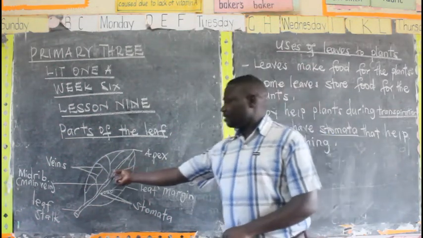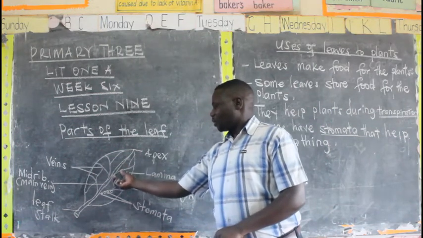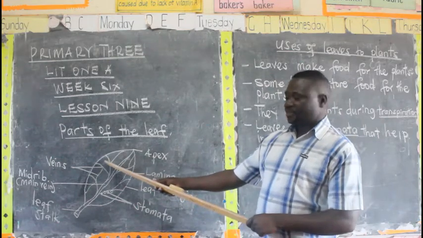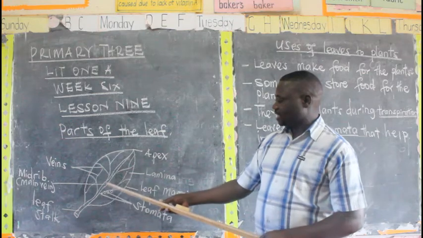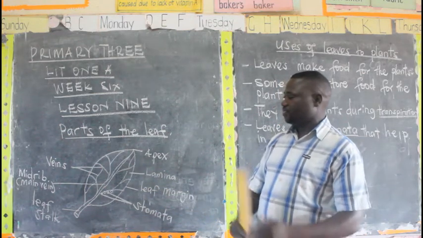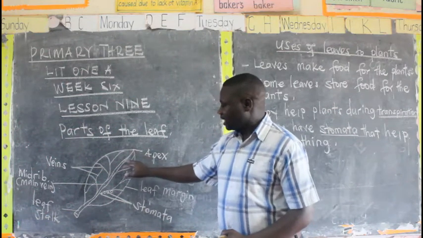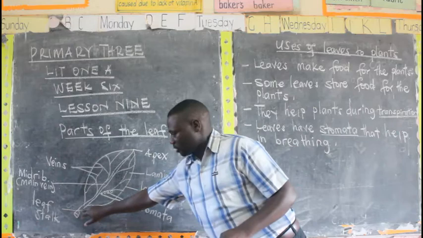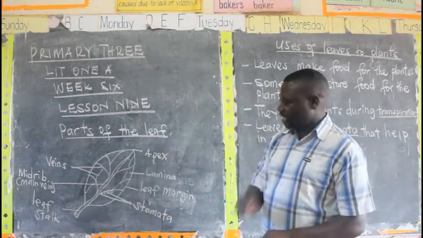Then inside here, we have these lines. We call them veins. Repeat after me. Veins. All of you? Good. These lines here represent veins. Then we have this major line running from the apex to the leaf stalk. Are you able to see my structure of the leaf? Very good. I want you to be attentive.